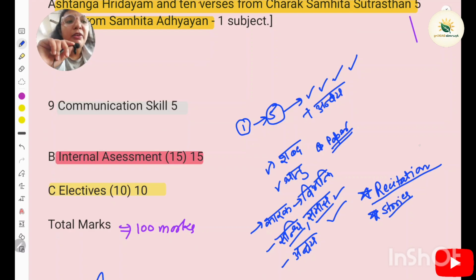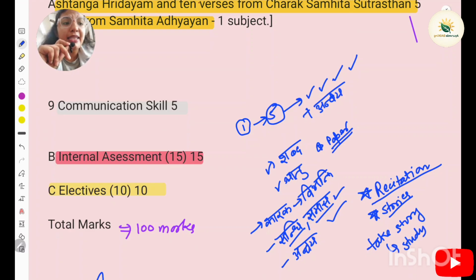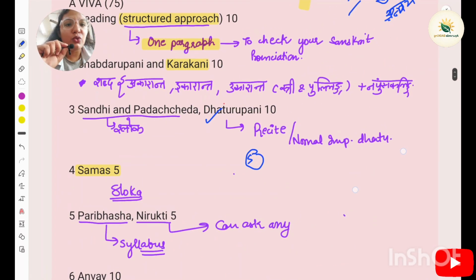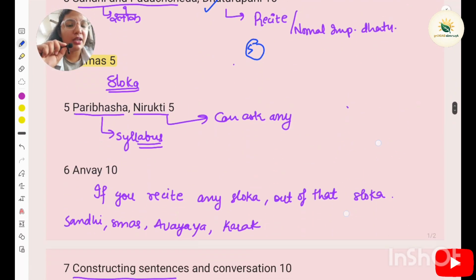Okay. Before the exam, or if you have a viva tomorrow, then today itself, take one story in Sanskrit language and try to at least just read it. Not study, at least read it. When you are reading the story, sometimes you can't understand, you can't recite. At that point, just read again and again. Because if your reading is good, then you can easily recite or read the paragraph that is given to you at that time.